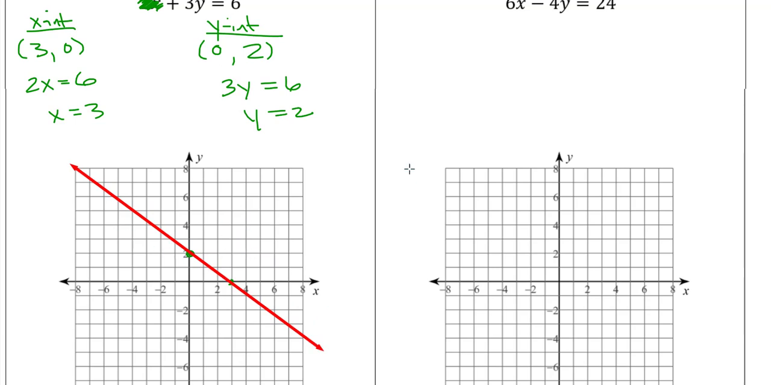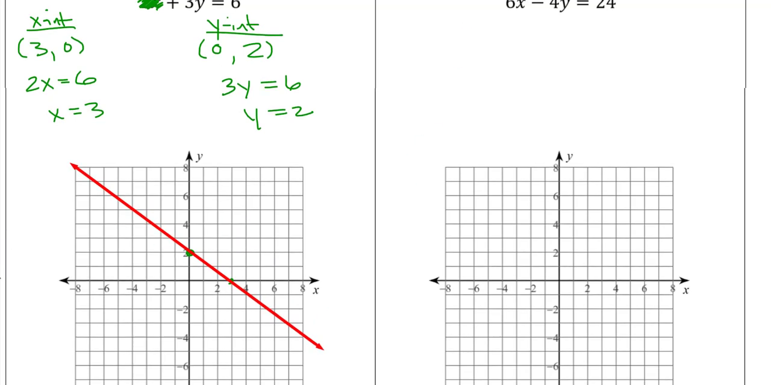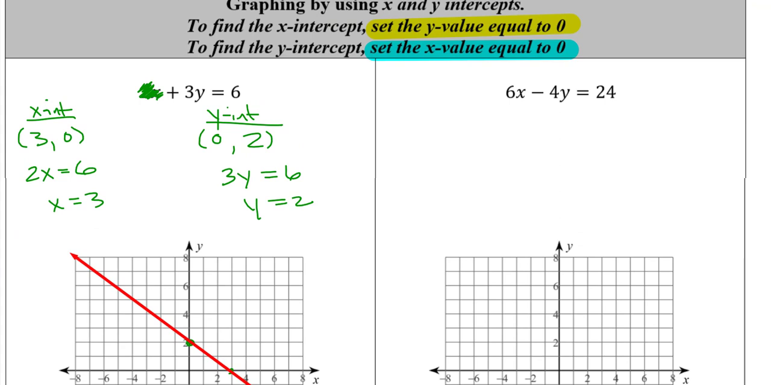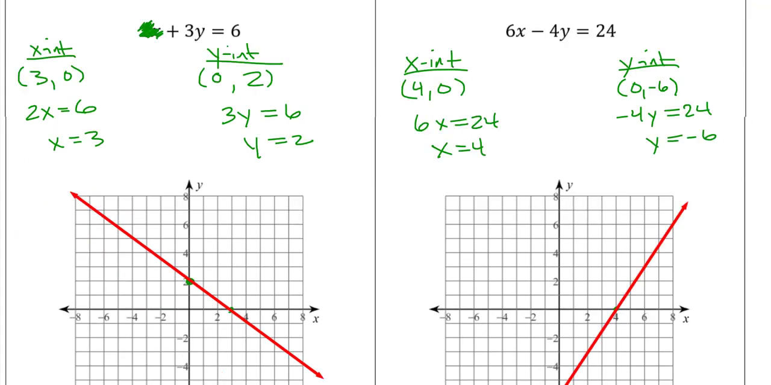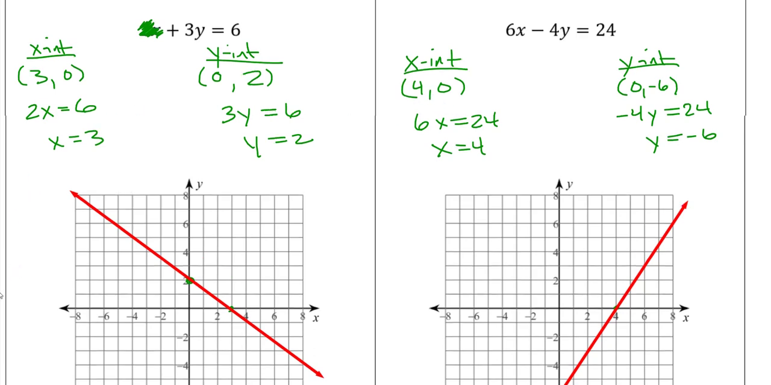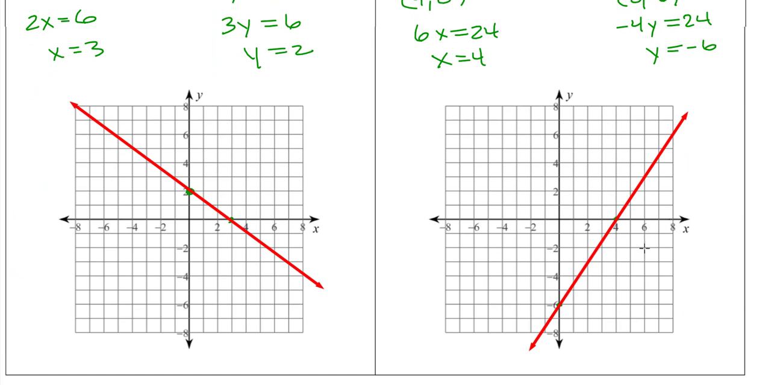Hey, not bad, first try. All right, you go ahead and pause the video. Try the next one on your own. Let's see what you got. All right, fantastic work. This is what I got. I came out with 4, 0 and 0, -6. I went ahead and plotted those. Put that line up there for you. All right, so that is it.